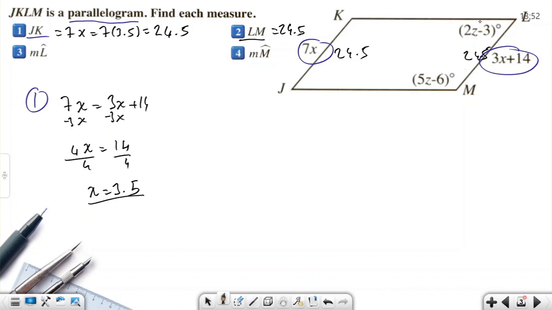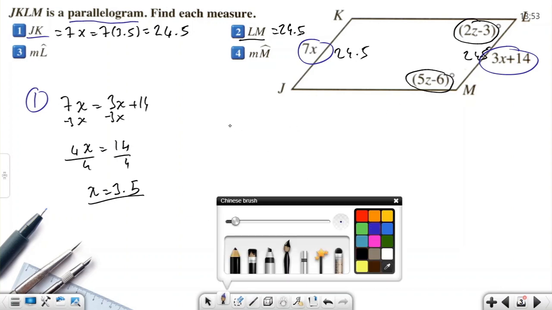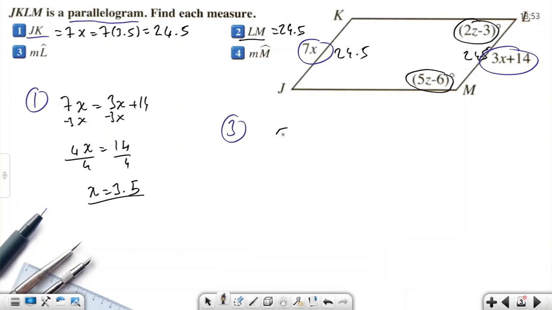This is the second question. Let's come to question 3. Angle L. What is the measure of angle L? What is angle L? 2z minus 3. And there is another angle given, 5z minus 6. What do I know about these two consecutive angles? When you add two consecutive angles, it must equal 180. So 5z minus 6 plus 2z minus 3 equals 180.